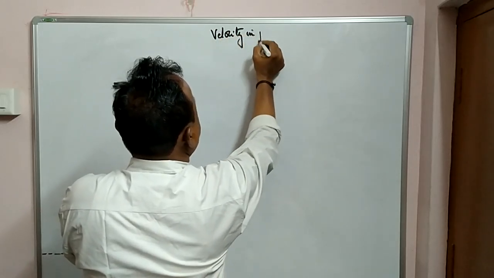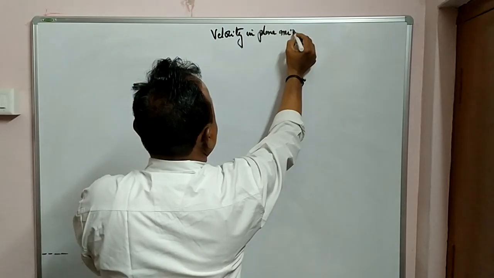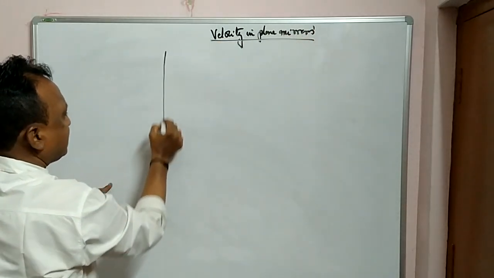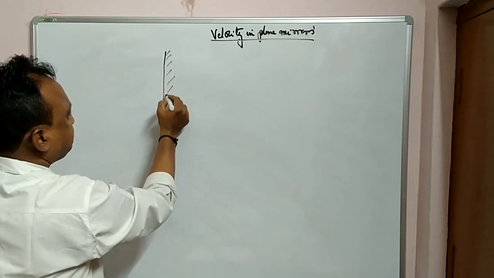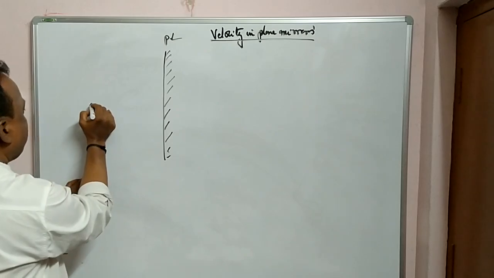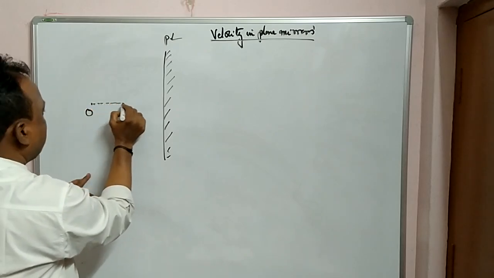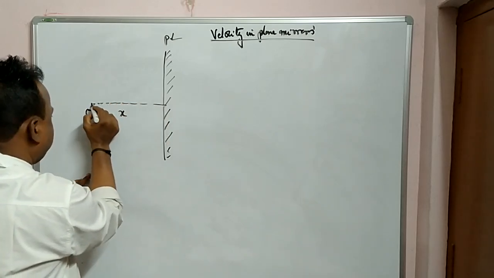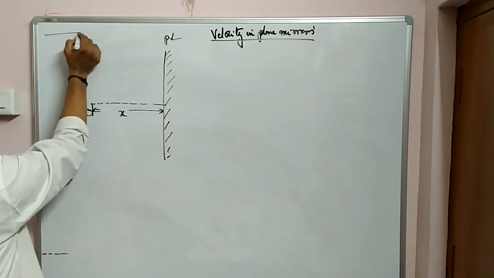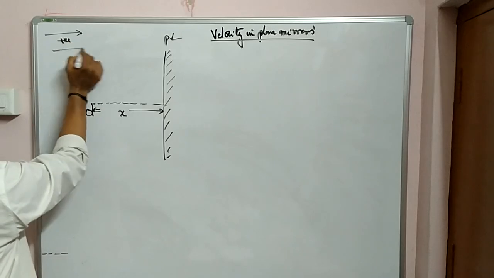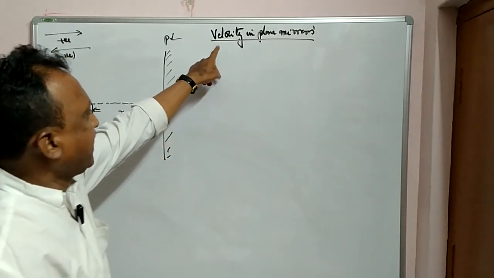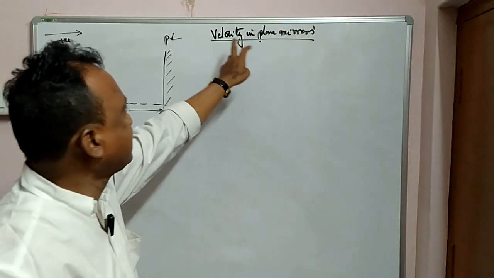Velocity in plane mirrors. That means, for example, this is a plane mirror. I'll take one point object. Let this object be at a distance x from the mirror, and please take this side as positive convention, and this one I'll take as negative. Now what I am going to tell are important formulas regarding velocity.